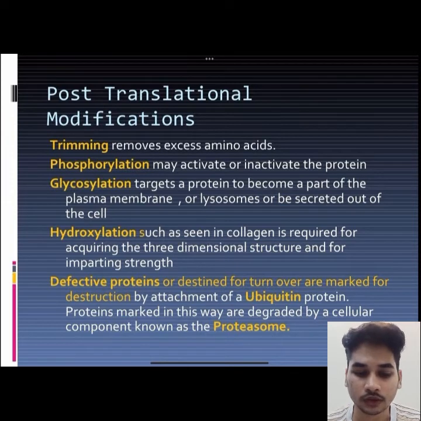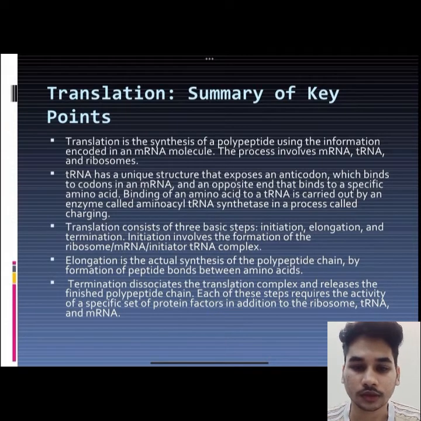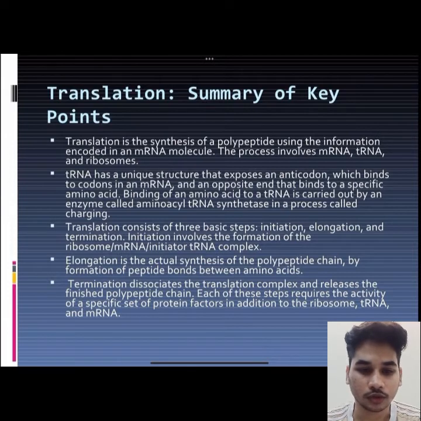Defective proteins or those destined for turnover are marked for destruction by attachment of a ubiquitin protein. Proteins marked in this way are degraded by a cellular component known as the proteasome. Translation summary in points: translation is the synthesis of a polypeptide using the information encoded in an mRNA molecule, and this process involves mRNA, tRNA and ribosomes. So this is the whole summary.